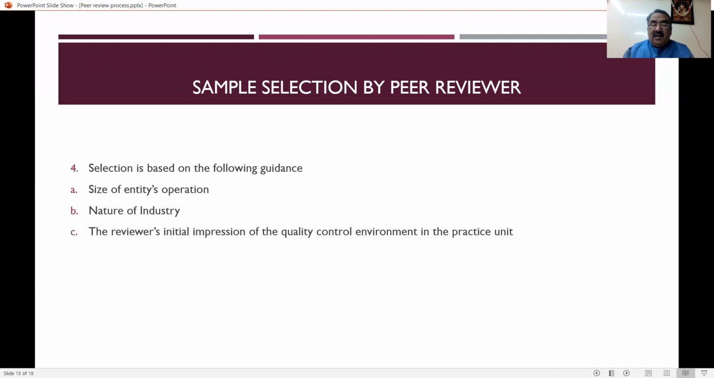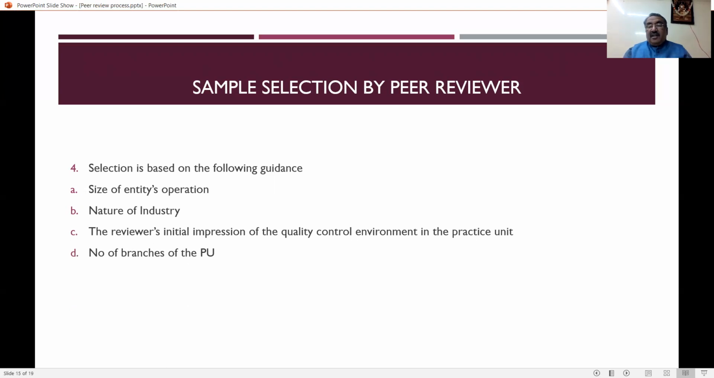So suppose the reviewer feels that this practice unit is not good, and they are not following any procedure or guidelines, then the peer reviewer can do the verification with a very big sample size. And what's the number of branches that practice unit has got? Suppose it has got 15 branches, how to do it?